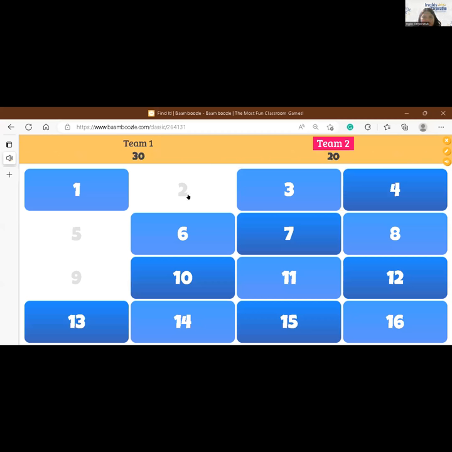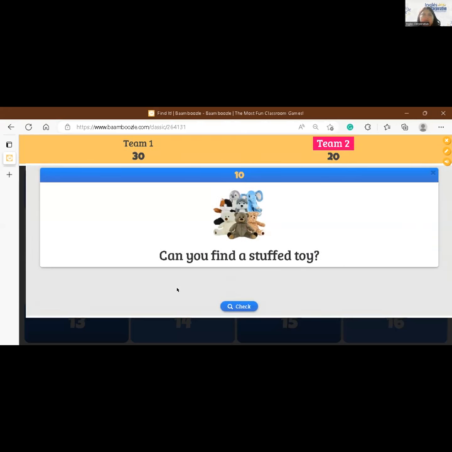Let's see. Team 2, go ahead. Pick a number. 7. Okay, creo que hay una persona que se acaba de incorporar. Incorpórese al Team 1. Okay, Team 2. Please, 7, you said, right? Okay, so can you find a stuffed toy? A teddy bear, any stuffed toy?